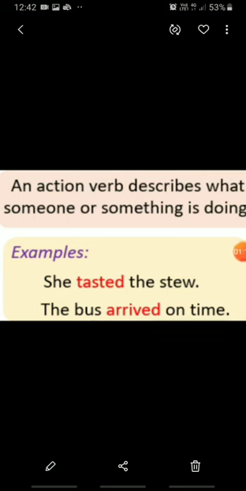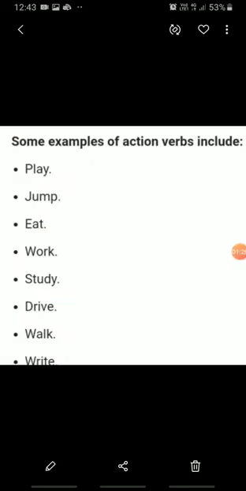An action verb describes what someone or something is doing. She tasted the stew. The bus arrived on time. Tasted and arrived are both verbs. Some other examples of verbs include play, jump, eat, work, study, drive, walk, write, etc. There are many, and we know that verbs have four forms: verb 1, verb 2, verb 3, and verb 1 plus ing.